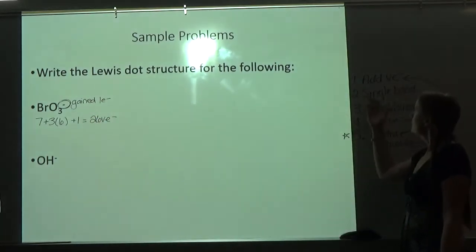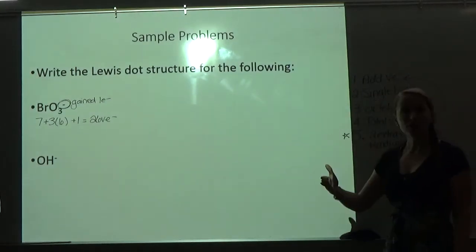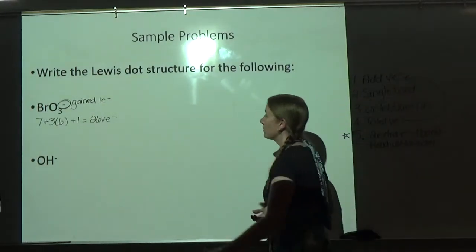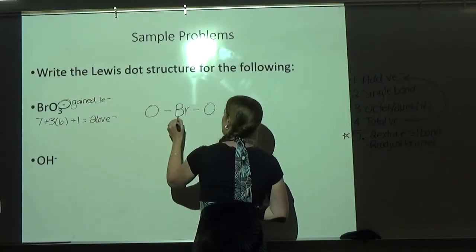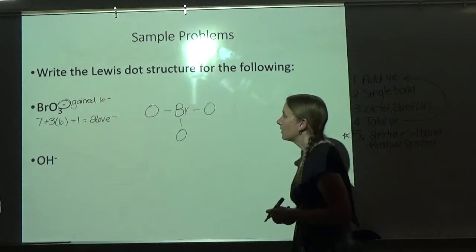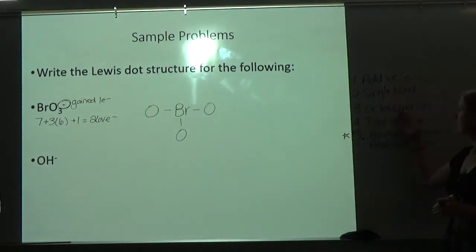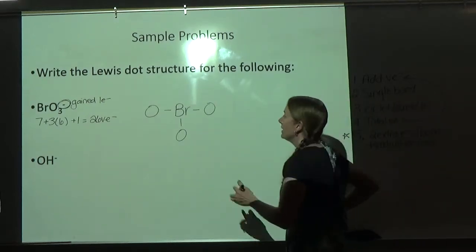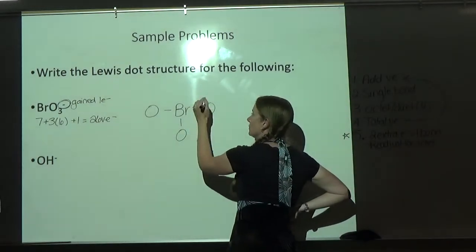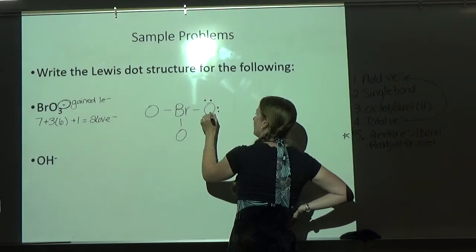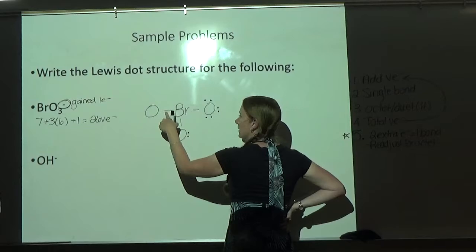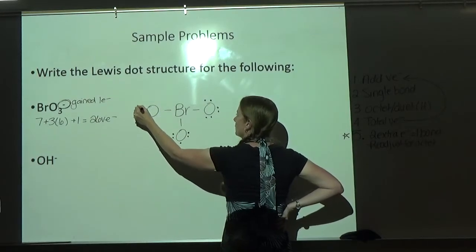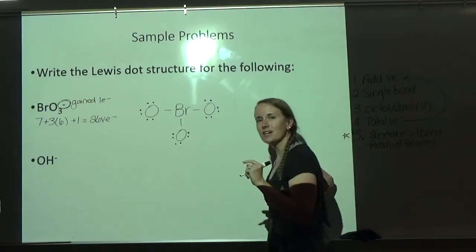Alright, so step 2 is single bond, everybody. Well, I have BrO3, so we know single atom in the middle. So I'm going to put Br in the middle. Alright, so next step is octet and duet rule. There's no hydrogens in here, so they're all going to follow the octet rule. So this oxygen has 2, so it needs 6 more to be stable. This one has 2, so it needs 6 more to be stable. This one has 2, so it needs 6 more to be stable. And then don't forget to check on that center atom.